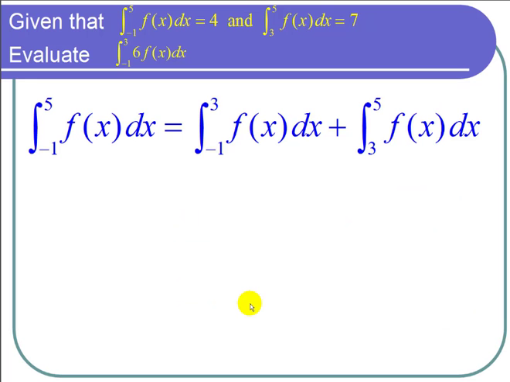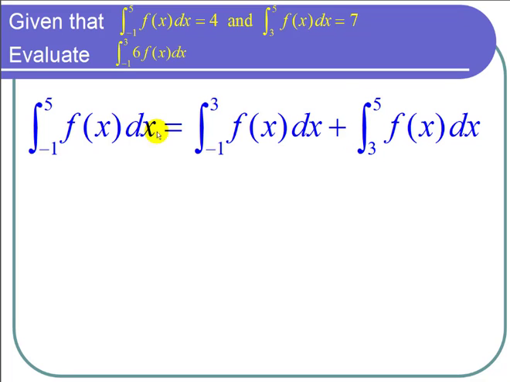So we're going to use the properties, and the first one is we want the integral from -1 to 3, and we have -1 to 5 and 3 to 5. So I can break up the integral from -1 to 5 of f of x dx as the integral from -1 to 3 of f of x dx plus the integral from 3 to 5 of f of x dx. That's one of the properties that says I can take a middle number and integrate from a to c is the integral from a to b plus the integral from b to c.